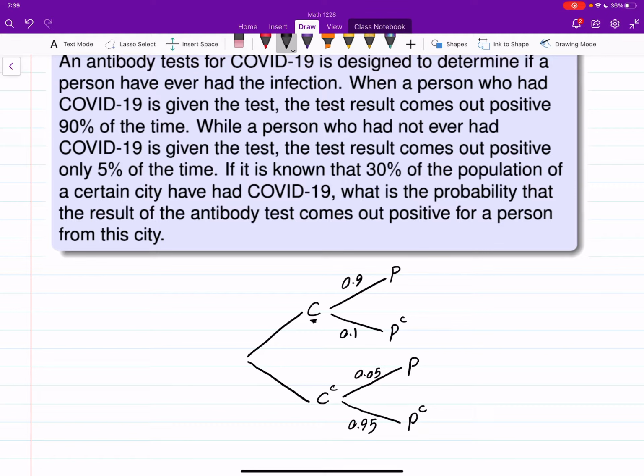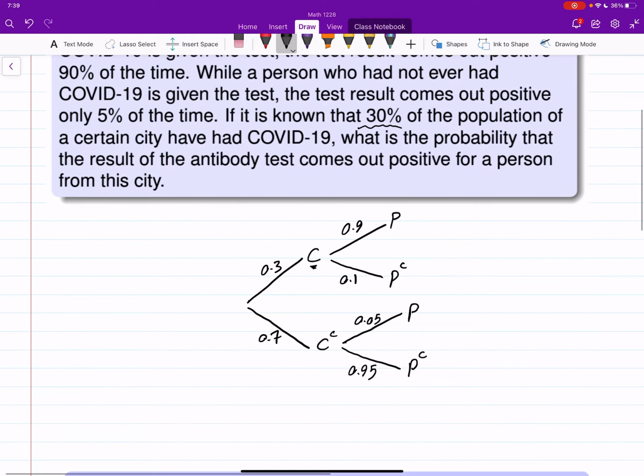But then we focus on a specific city in which 30% of the population has or had COVID-19. So this is 0.3 of the population who had COVID, and that means that 0.7 will be there. Nice. The tree is complete now. We can use it, and the question asks, what is the probability that the person's result will come up positive if the person is from this city?